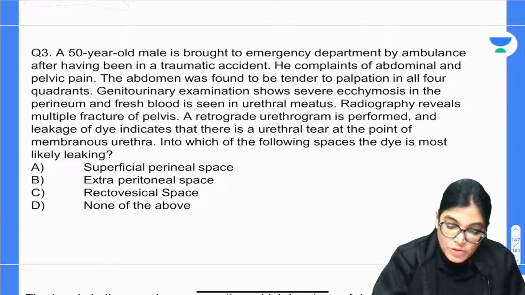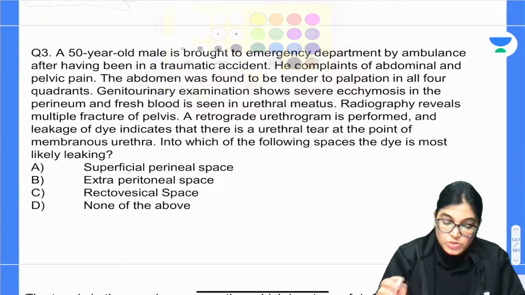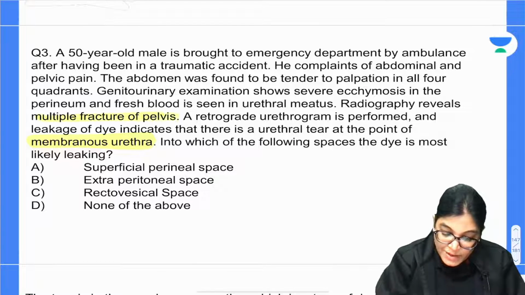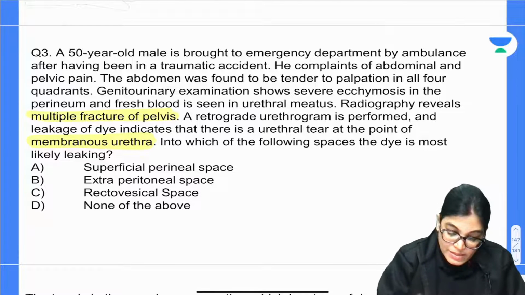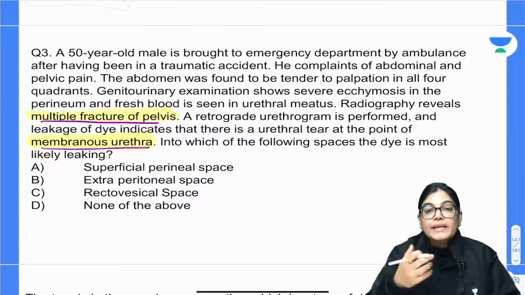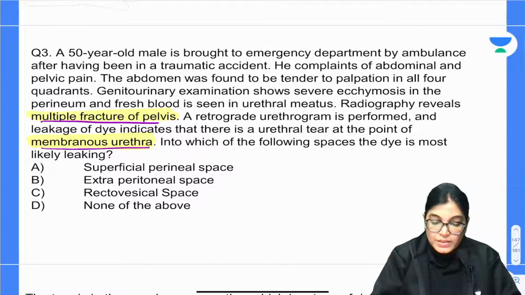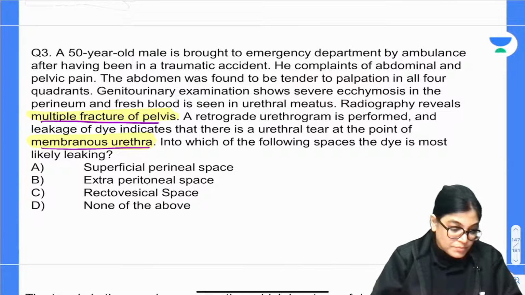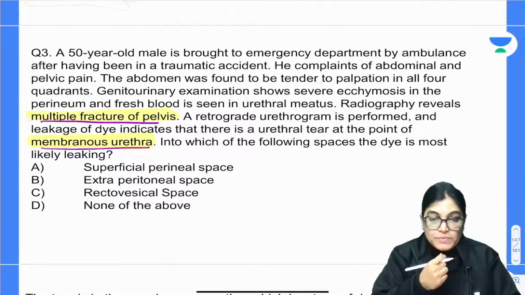So my dear aspirants, the key points which will help you to come across the correct answer: injury is here to which part of urethra? Membranous urethra. And multiple fractures of pelvis are there. So in this case, where multiple fractures of pelvis and also the location of injury is mentioned, we have to know the space where the dye is most likely leaking and which is the area where the fluid will accumulate. The options are superficial perineal space, extraperitoneal space, rectovesical space, and none of the above. So Amit Behra has given superficial perineal space as the correct answer.